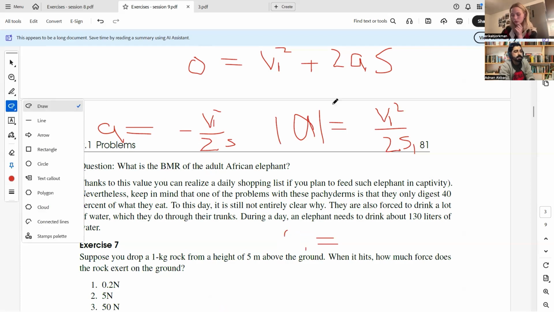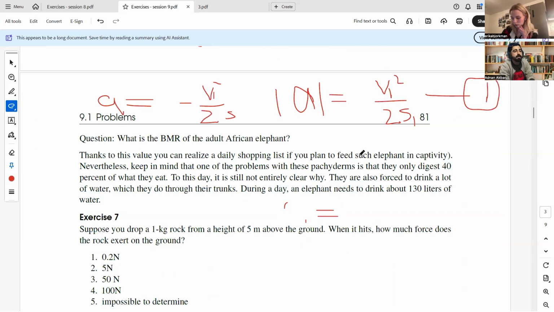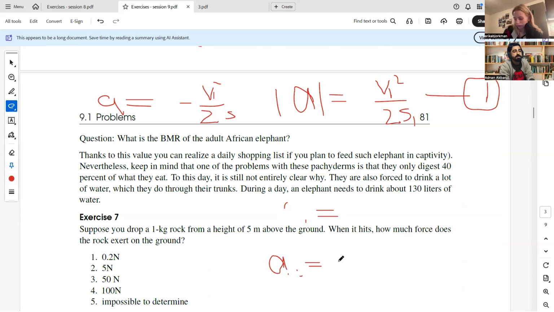Then you can say this is the relation for the first case. Now we need to say similarly for the second case: A2, as the acceleration is the same so we need not give any number to it, is equal to V2 square divided by 2S2.